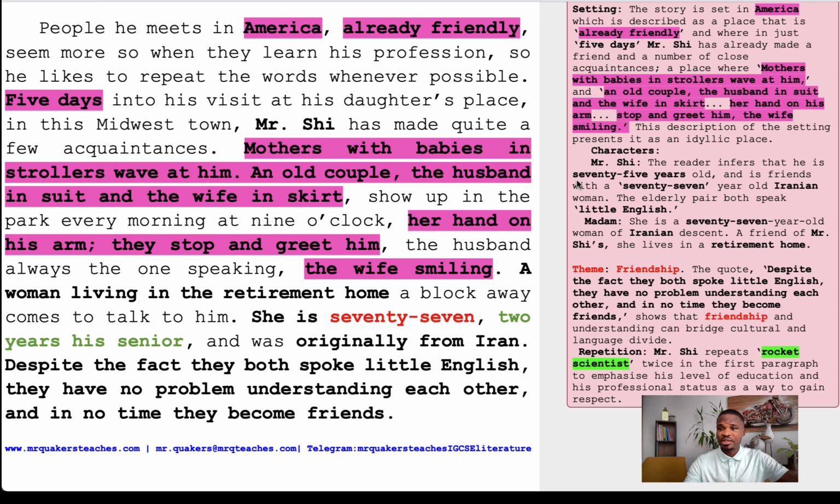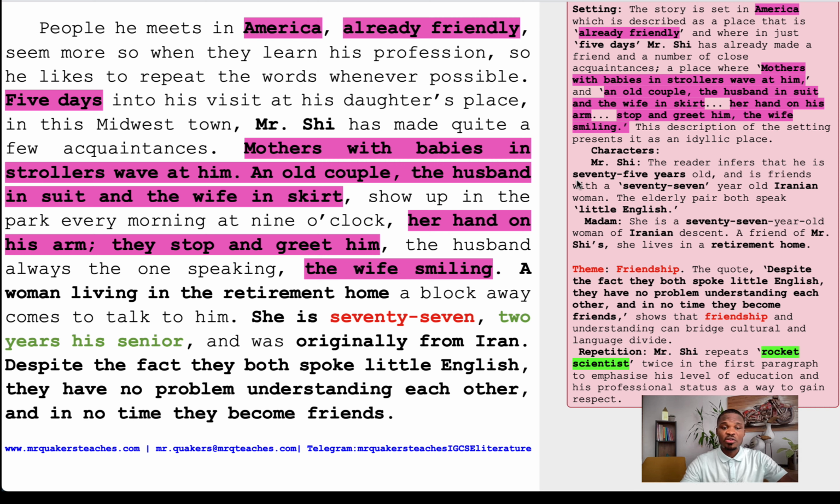And we see that in the quote, despite the fact that they both spoke little English, they have no problem understanding each other. And in no time, they become friends. So this shows that friendship and understanding can bridge cultural and language divides. So Mr. Chi and Madame both have a cultural divide and a language divide, but they're able to bridge it through friendship.